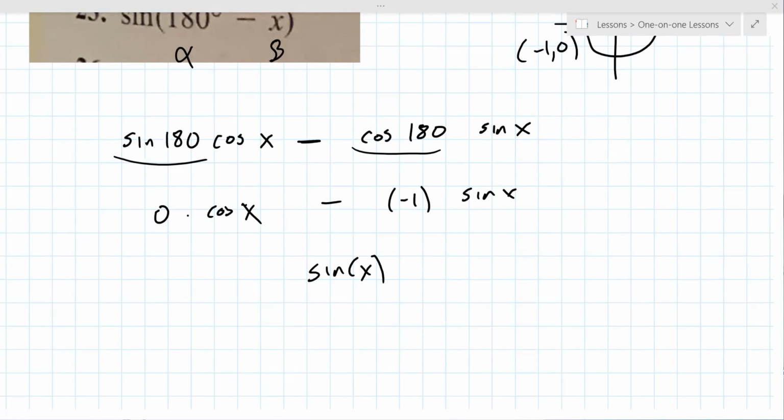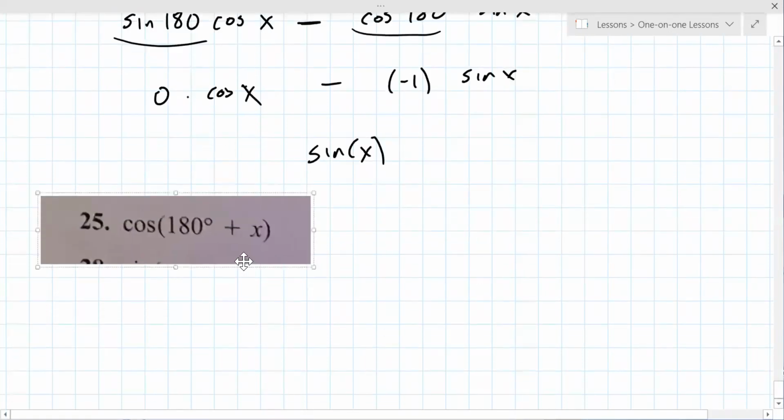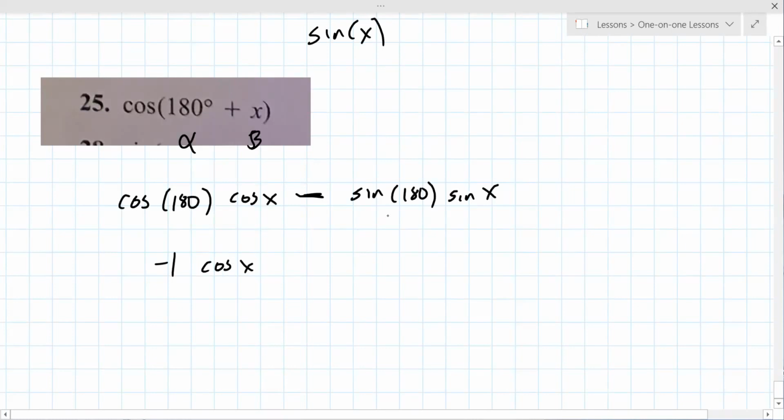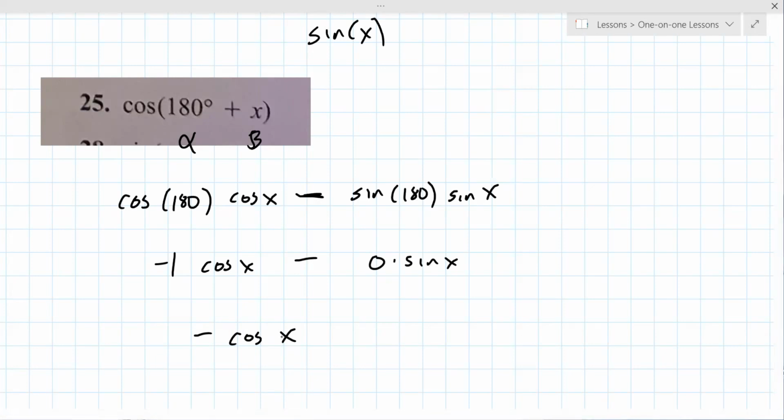25. We'll do 25. It's a cosine formula. So at this point, I'm going to read off the formulas. We've done so many of these that I'm just looking at the formula. This is your alpha, this is your beta. So this is cosine 180 cosine x, plus goes to minus in this formula, sine 180 sine x. Just like the previous problem. Cosine 180 is -1, so negative cosine x. Sine 180 is 0. So this becomes negative cosine x. All right, that's 25.